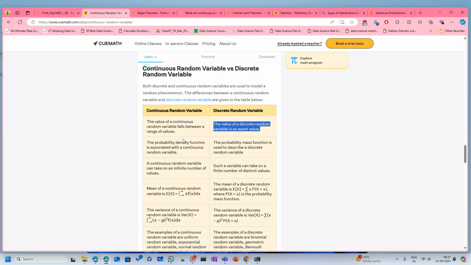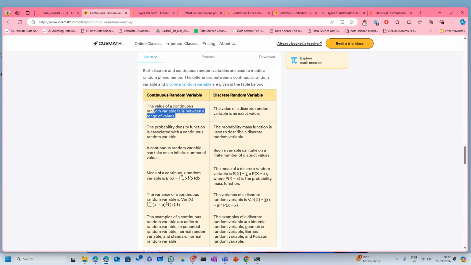Whereas a continuous random variable, that is the difference. A continuous random variable will have a range of values, which means it could have decimal points, it could continue to have 3.1415962 35. So that way it will keep on going. Okay, so that is the difference between continuous and discrete random variables.